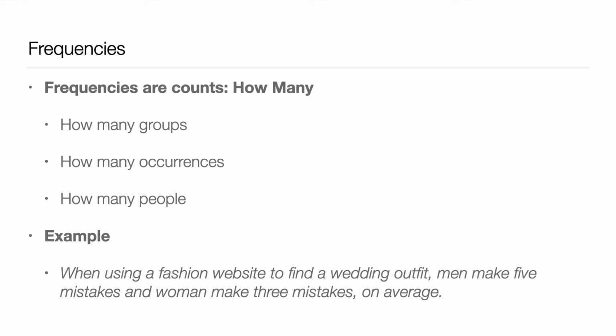So example here, when using a fashion website to find a wedding outfit, men make 5 mistakes and women make 3 mistakes on average. Okay, so we are talking about the average bit here because we're not doing statistics, we're doing descriptives. So just simple numbers. So frequencies you use all the time.